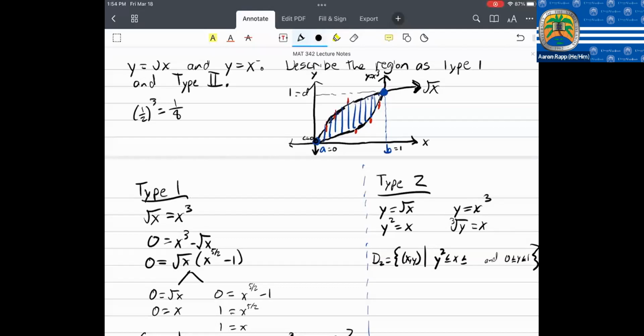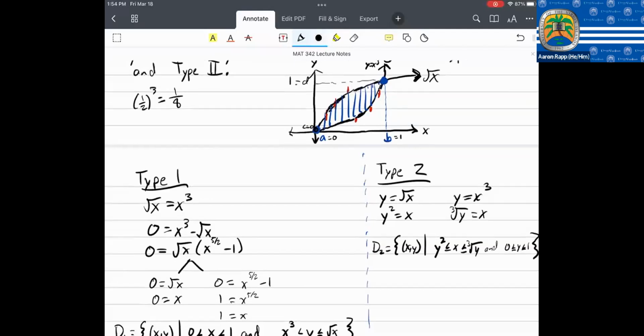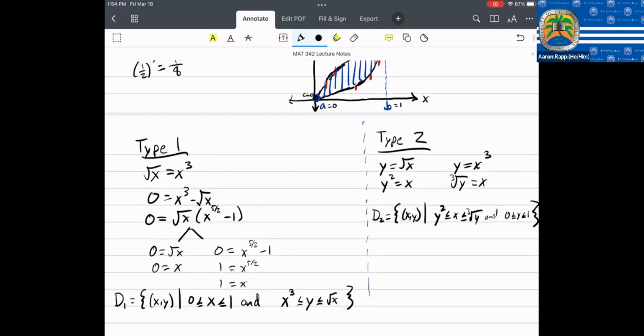And then I keep traveling. I get to the second line, and this is my upper bound. It was the function y equals x cubed, but we rewrote that as a function of y to be x is equal to cube root of y. That's what my domain is going to look like as a type 2. Both ways of talking about the same region, just two different perspectives. Do I fix constant values on the y-axis, or do I fix constant values on the x-axis?